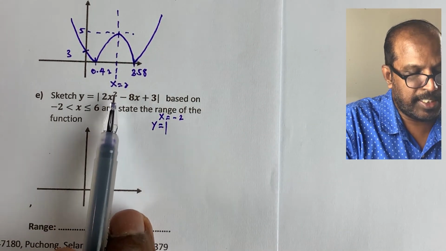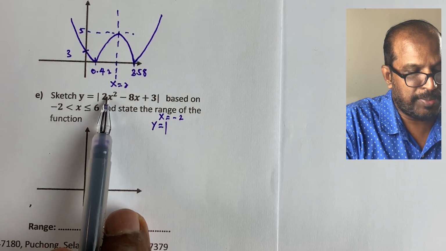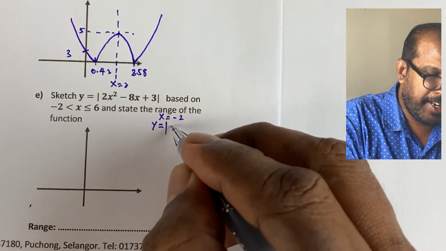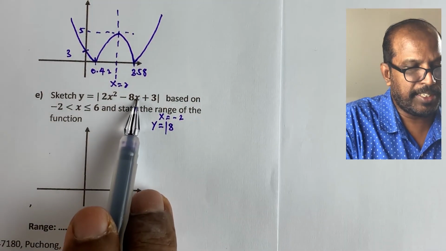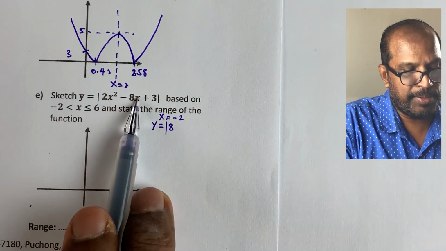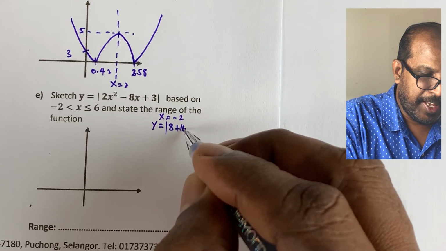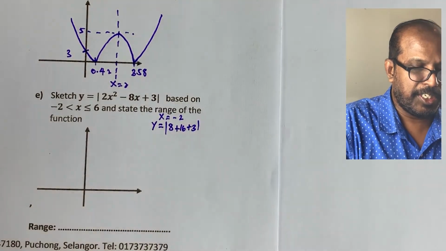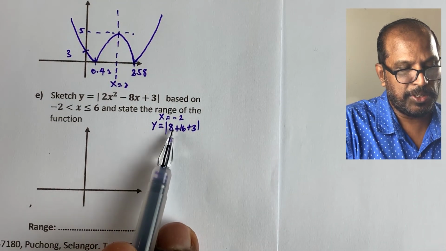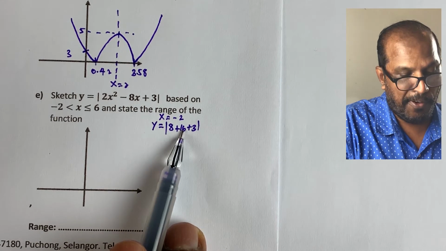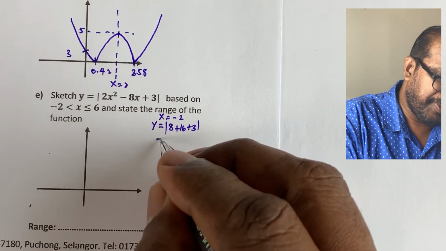2 times, here is negative 2 power 2 is 4. 4 times 2 is 8. So we got 8. Then you put here negative 2. So negative 8 times the negative 2 is 16. So this is plus 16 and plus 3. So this will give me y equals to 8, 16 is 24, plus 3 is 27.